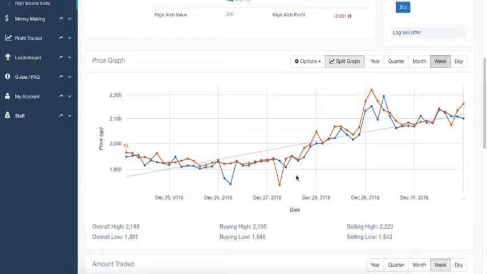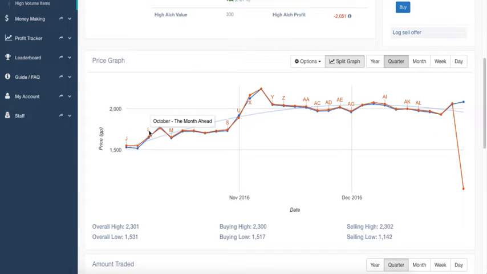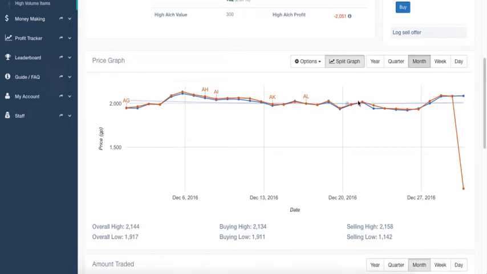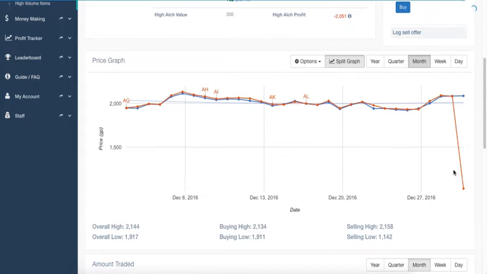So if we look at this here, let's start with the yearly view to see what it looks like. Okay, so it was normally selling for a lot higher, and it went down to 1.3K, up to 2K. Let's look at the quarterly. Okay, looks pretty flatlined. Okay, flatlined again. Okay, wait, let's go back to the monthly view. So you see this drop here.